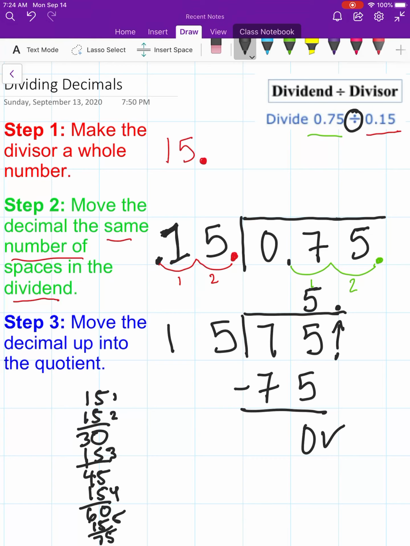And we got lucky, that's it. So we didn't have to keep going. Normally, if we wanted to keep going, we'd add zeros behind the decimal point, but we already have an answer that comes out even. So 0.75 divided by 0.15 is 5.